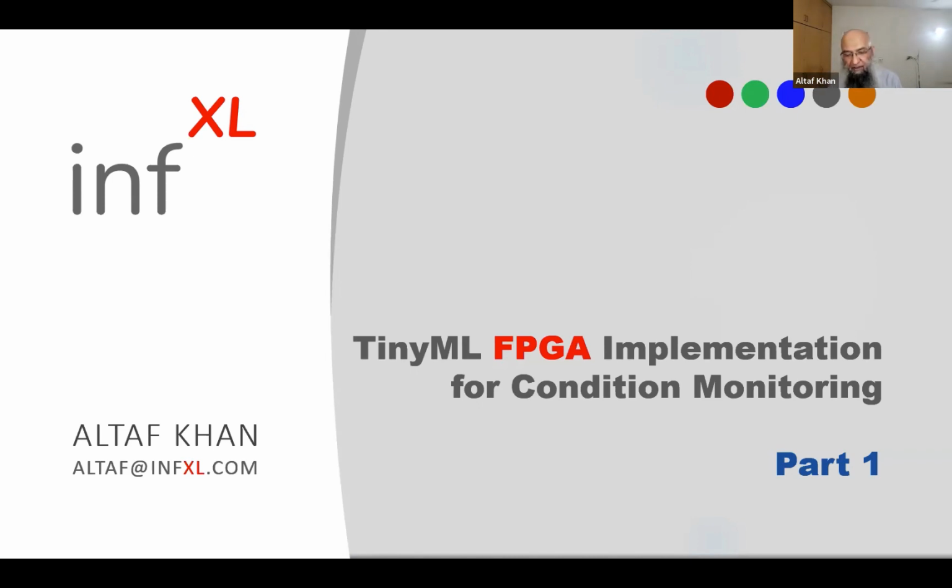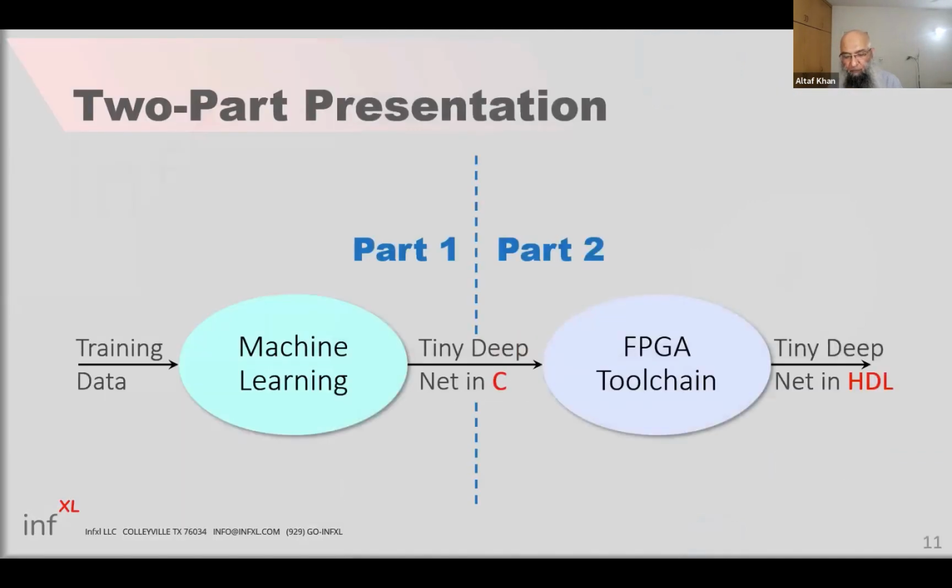This talk, like Martin mentioned, has two parts. I'm going to do the first part, in which I'll talk about the data that we had and how we trained a very efficient and very small deep network from it. That deep network will be in the form of very simple C code. Then in the second part, Martin will explain how he used some FPGA tools to convert that into HDL. He will also present results on the size, the speed, and the energy consumption.